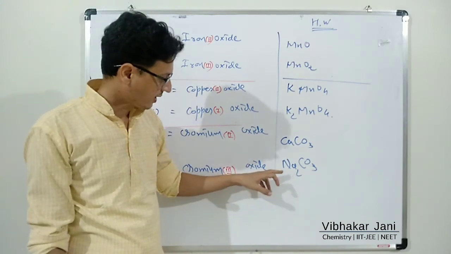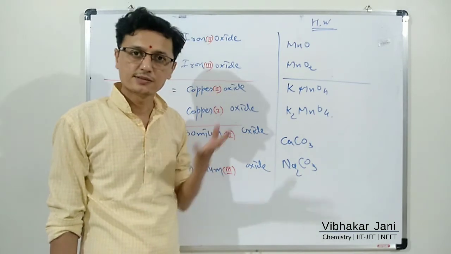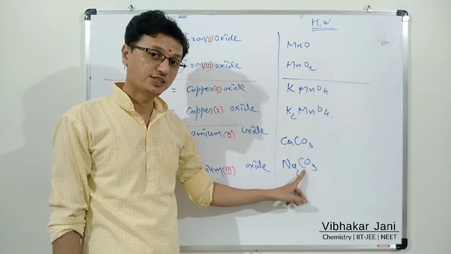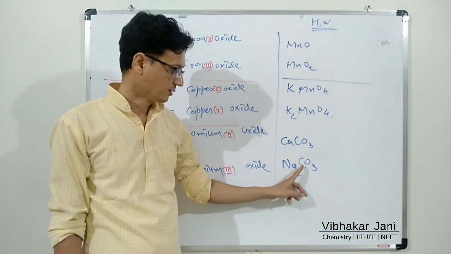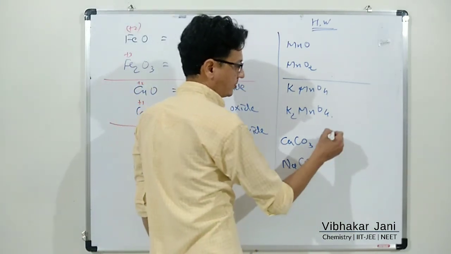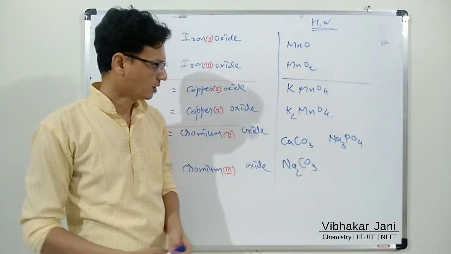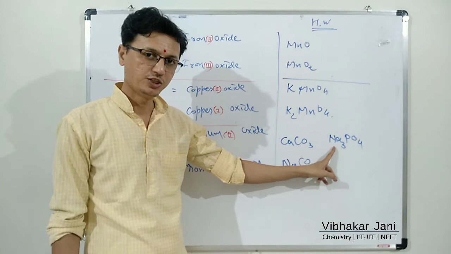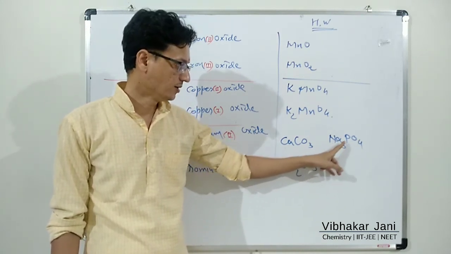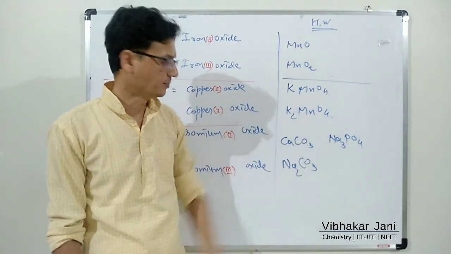Very simple. Okay, there are three elements: sodium, carbon, and oxygen. So name of first element will be as it is, sodium. But after the name of second element, we will attach ate. So it is sodium carbonate. Na3PO4. Again, three elements. The name of first element will be sodium, but after the name of second element, we will attach ate. So it is sodium phosphate. Sodium phosphate will be the name of this compound.